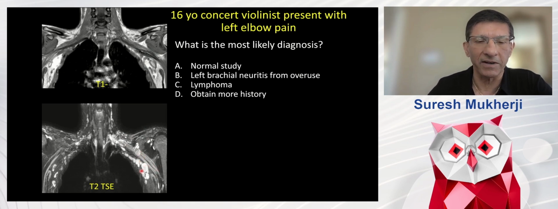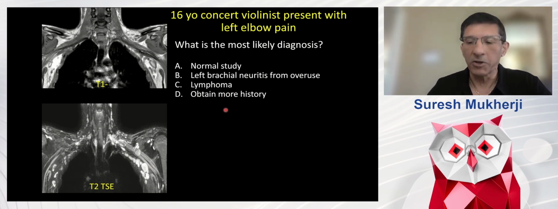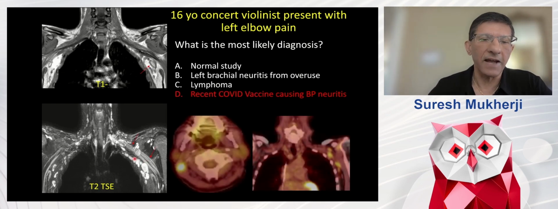And then when I looked at this, I saw all of these enlarged lymph nodes here. So in this particular case, the orthopedic surgeon felt that this was brachial neuritis from overuse, but given the enlarged lymph nodes and the fact that this study was done about 3 years ago, you remember where we were then, we had to obtain more history. And it turns out this patient had recently had a COVID vaccine.